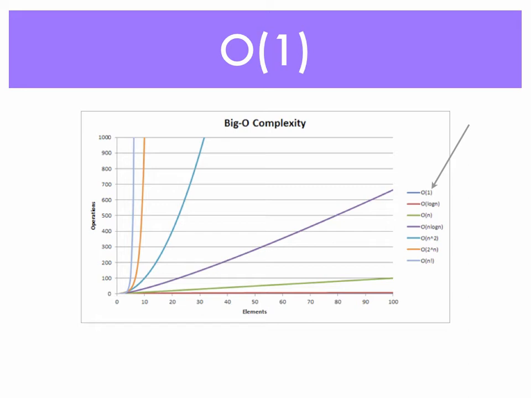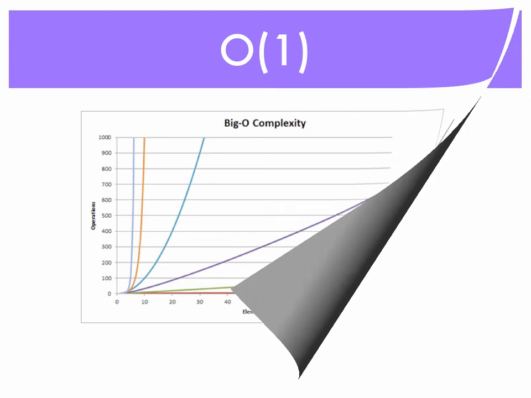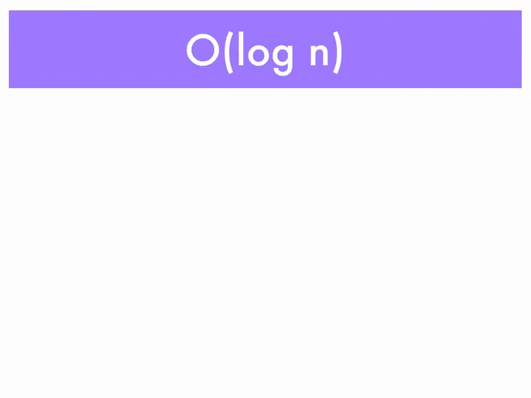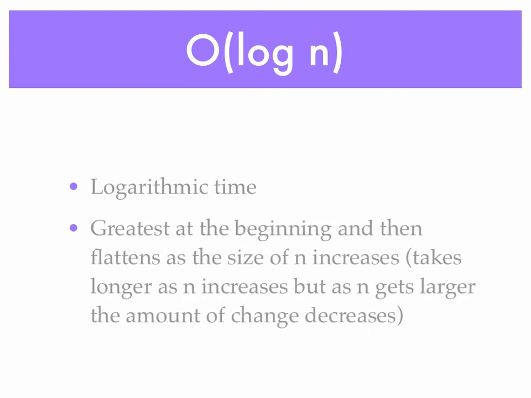And you see on this chart, I've got the number of elements as the x-axis, the number of operations as the y. So let's look at O(log n). O(log n) is known as logarithmic time. It's greatest at the beginning, then it flattens out. As n increases, it takes longer, but the increases get smaller and smaller and smaller. The amount of change decreases.